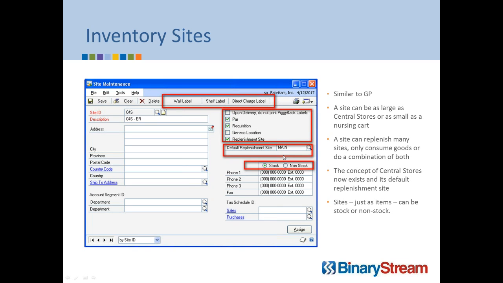As items can be stock and non-stock, so can sites. In other words, central stores is obviously a stock site. It carries items, it carries positive inventory balances, and then sends goods out to different stock or non-stock sites. A non-stock site is exactly that: it will never have a positive inventory balance. In other words, any goods that are sent to it are automatically expensed. So regardless of what happens at the item level, as soon as you send it to this site, the goods are expensed regardless.